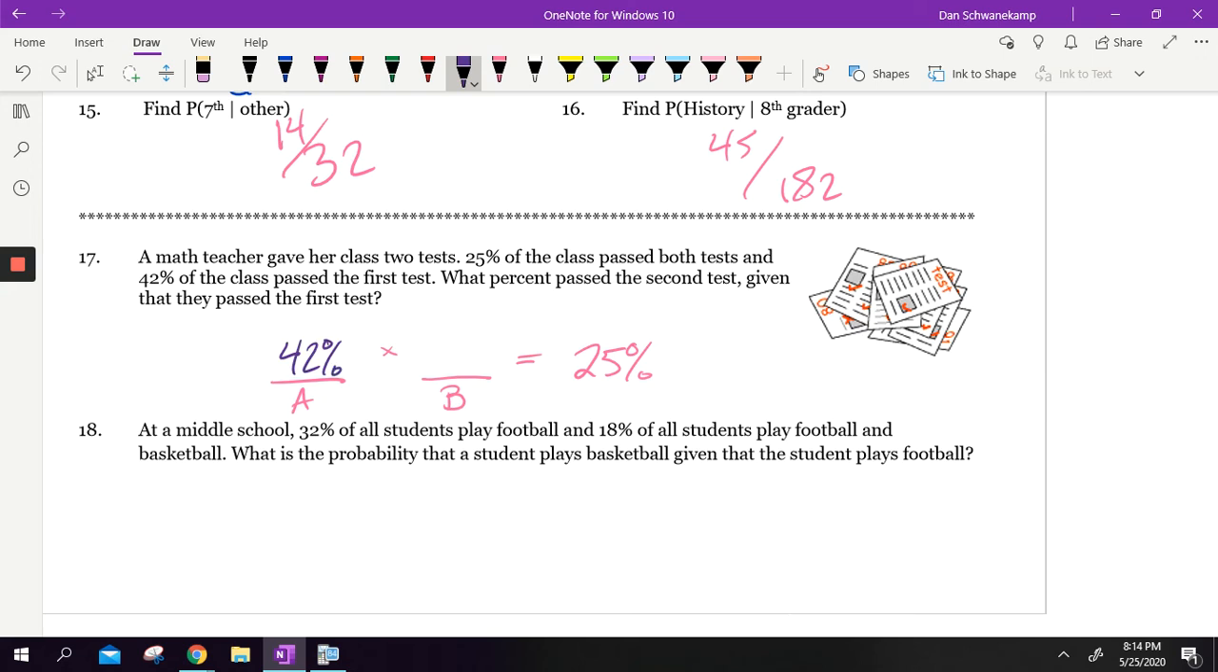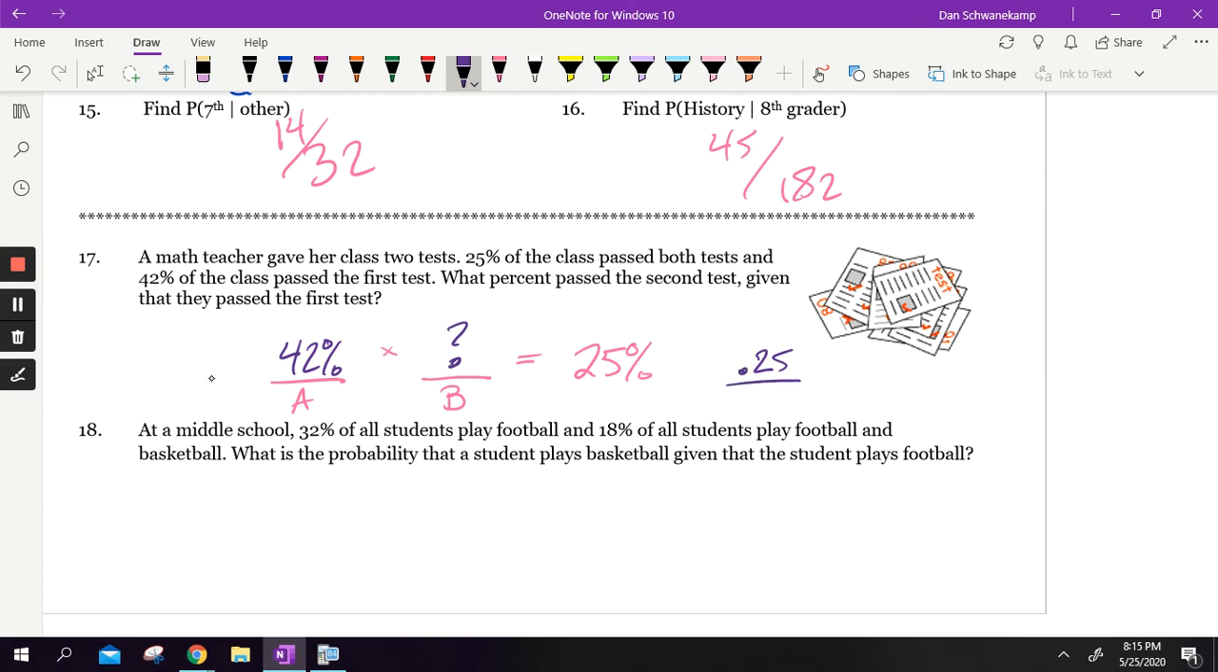What percent passed the second test, given that they passed the first test? So this number right here, we're trying to decide that they passed both tests. All we're trying to do is solve this thing. 25% passed both, 42% passed here. How do I find B? Well, I'm going to take 25. This is some mystery number. I want to get the mystery number by itself.